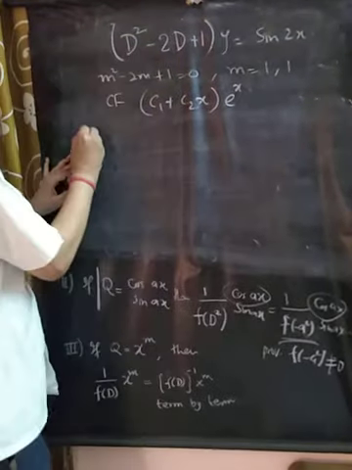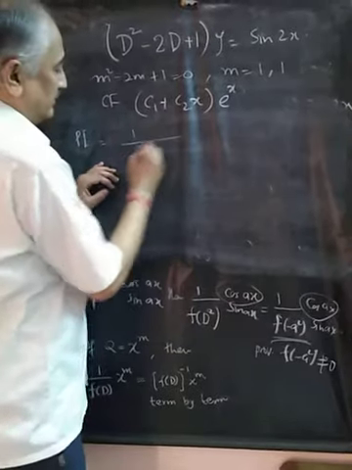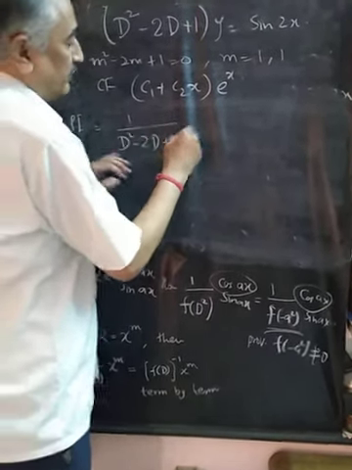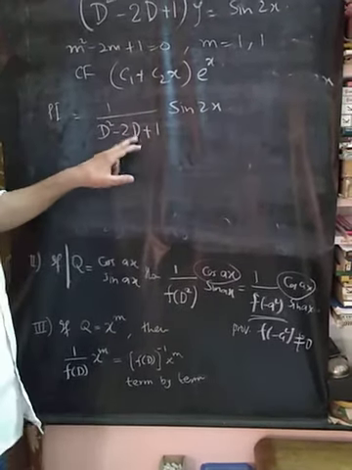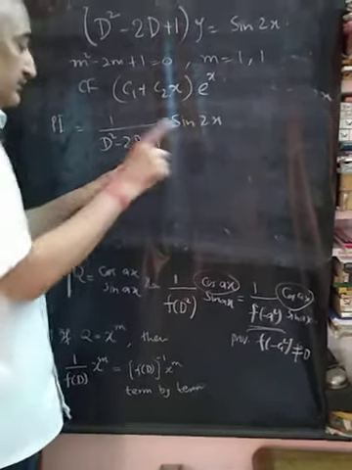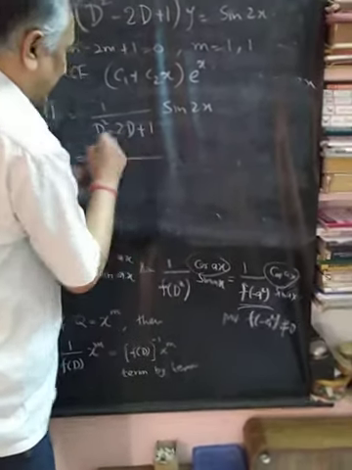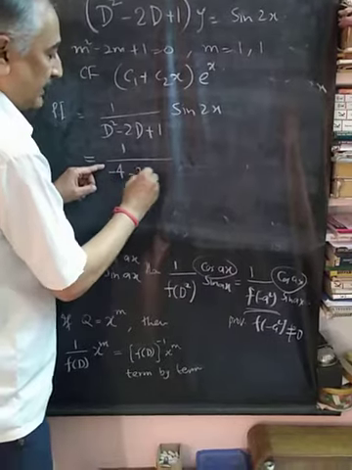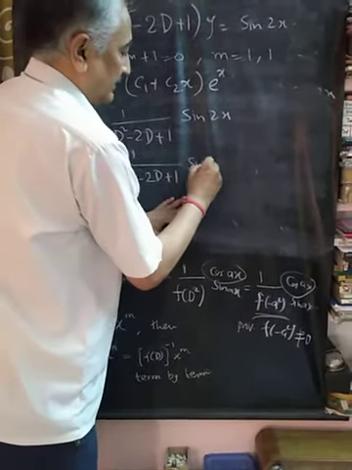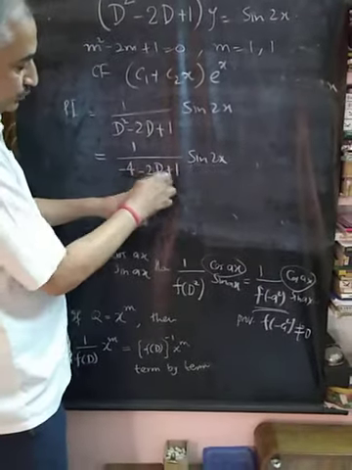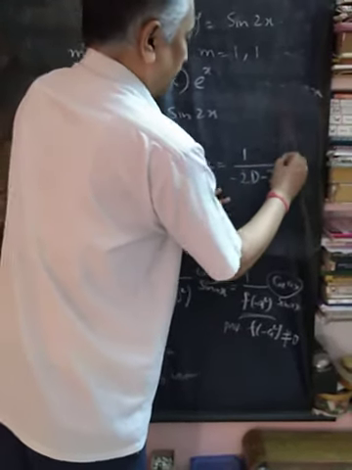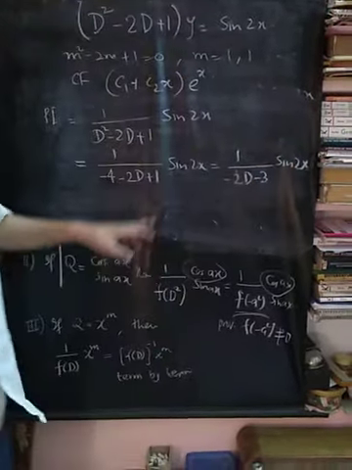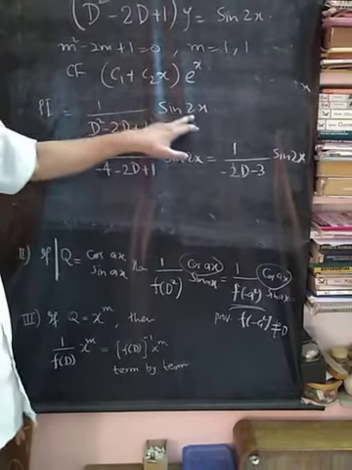Now come to the particular integral. Particular integral is 1 upon D squared minus 2D plus 1 and sin 2x. You have to replace D squared by minus a squared, not D. So replace this as minus 4 minus 2D plus 1 and sin 2x. This will give you minus 2D minus 3. This is 1 upon minus 2D minus 3 sin 2x. What I have done, I have put D squared as minus 4.